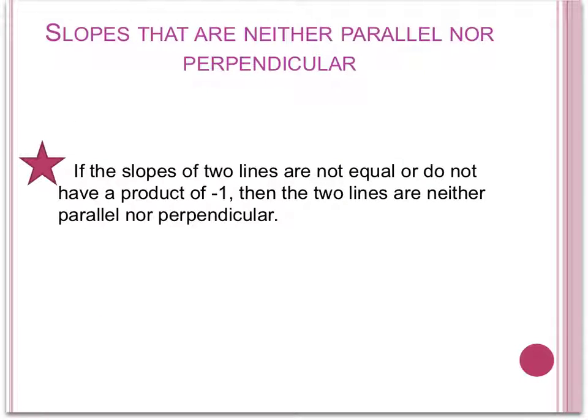Finally, if the slopes of two lines are not equal or do not have a product of negative 1, then the two lines are neither parallel nor perpendicular.